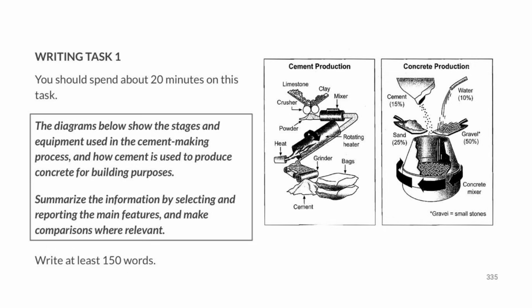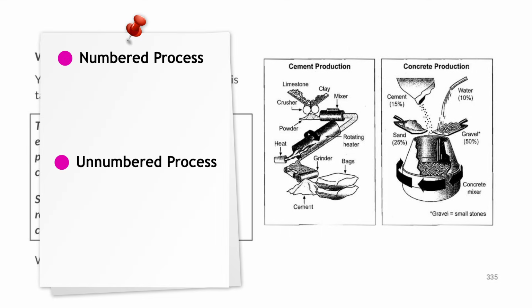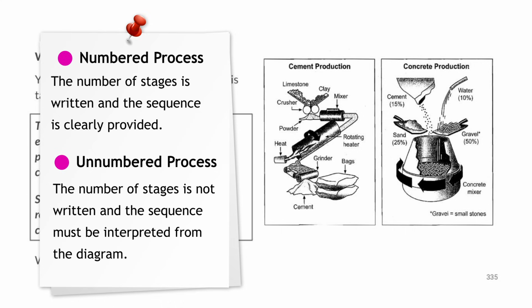And this process diagram is unnumbered. So what do I mean by numbered and unnumbered? Well, in some process diagrams, the number of stages is written, so you know each stage from the first stage up to, let's say, the third or fourth stage. But here, this process is unnumbered. There are no numbers indicating, for example, the first, the second, or the third stage, right? So this kind of process is unnumbered.